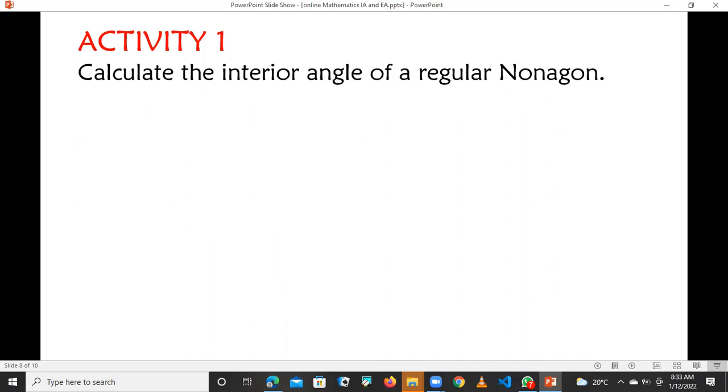Now, I have the activity for you to see how much you have understood and how much you have followed from where we started. The activity says: calculate the interior angle of a regular nonagon. Calculate the interior angle of a regular nonagon. So I'll give you 2 minutes to work it out, wherever you are.